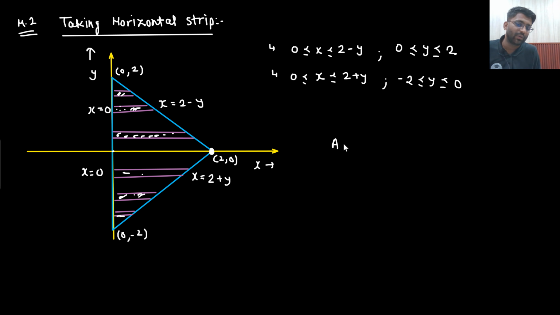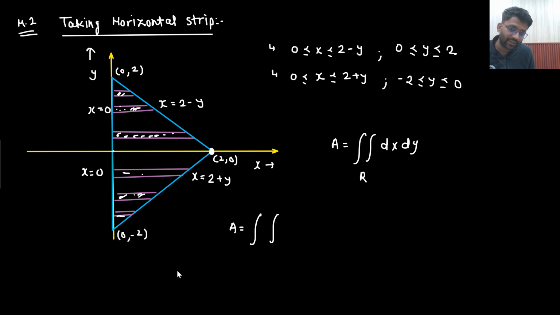This is how you are going to write down your area. My area would be dx dy with respect to the region R. How will I write it down? y goes from minus 2 to 0, and x goes from 0 to 2 plus y, dx dy, because first I will put the limit of x.